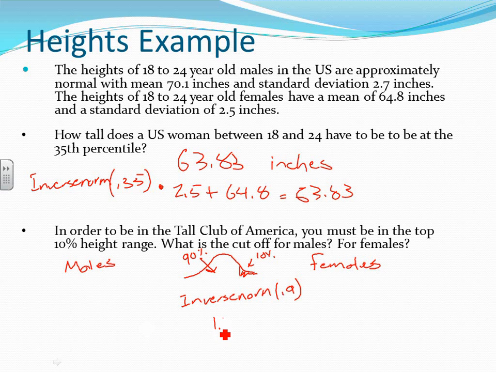1.28. That's going to be for both the males and the females. Multiply by your standard deviation. Now it'd be positive, right? If you plug in inverse norm 0.1, you'd get negative 1.28. The top 10% is up here. That means 90% is below you. So you need to go inverse norm of 0.9. Remember, change the question from percent above to percent below.